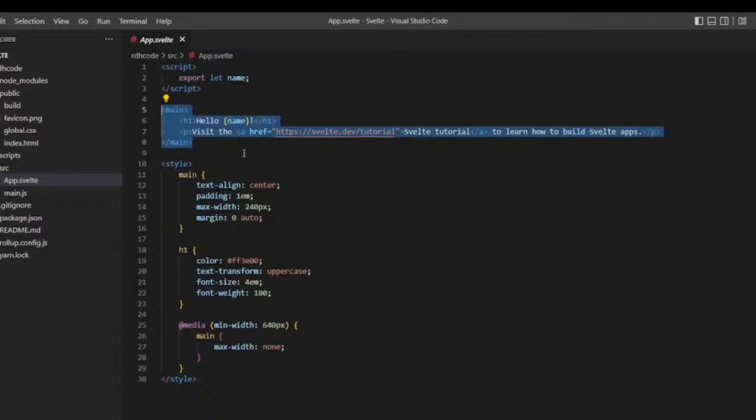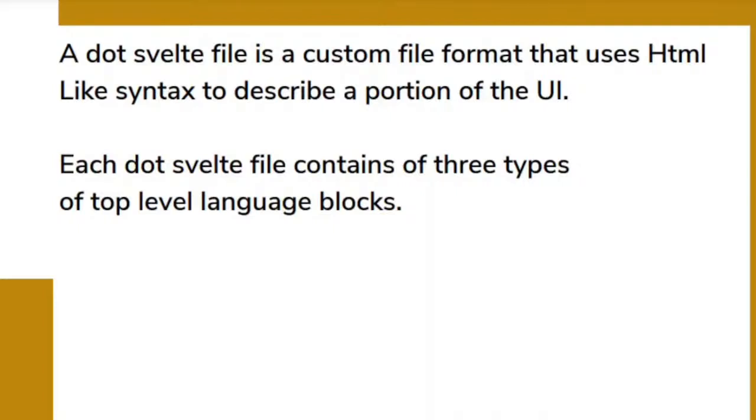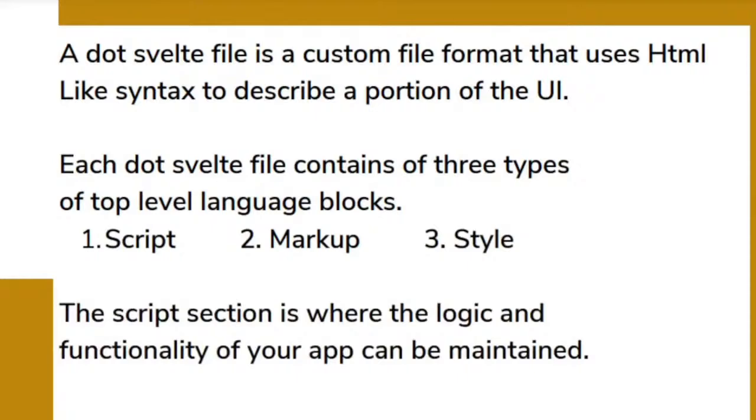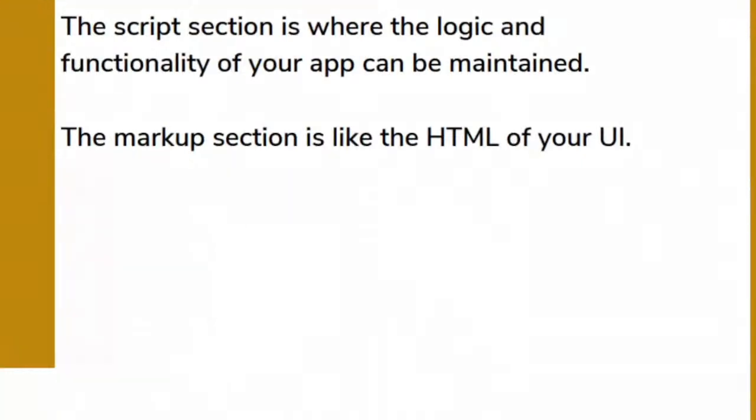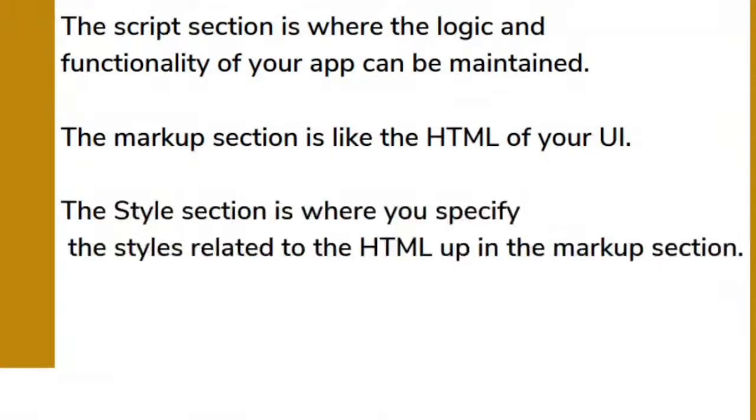Next, let's understand the code that goes inside a .svelte file. Each .svelte file consists of 3 sections: script, markup, and style. The script section is where the data and the logic for the markup is maintained. So you could say it is like the JavaScript of your UI. The markup section is the HTML of your UI. It defines the structure. The last section, the style section, is where you specify the styles related to the HTML written in your markup section.